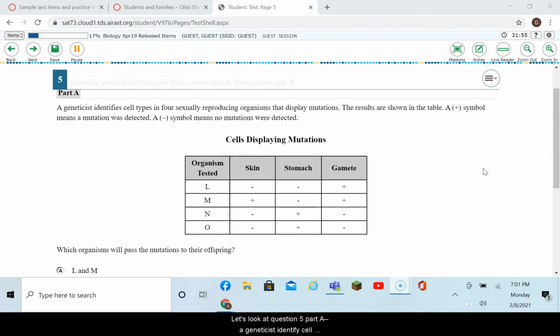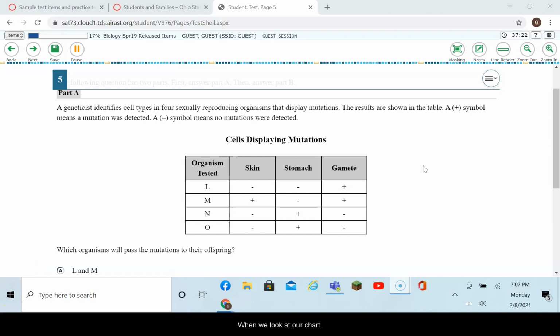Let's look at question 5, part A. A geneticist identifies cell types in 4 sexually reproducing organisms that display mutations. The results are shown in table A. Plus symbol means a mutation was detected. A minus symbol means no mutation was detected. So if we look here, we see organisms tested, LMNO. And we have skin, stomach, and gamete, okay? The question is, which organism will pass the mutation to their offspring?